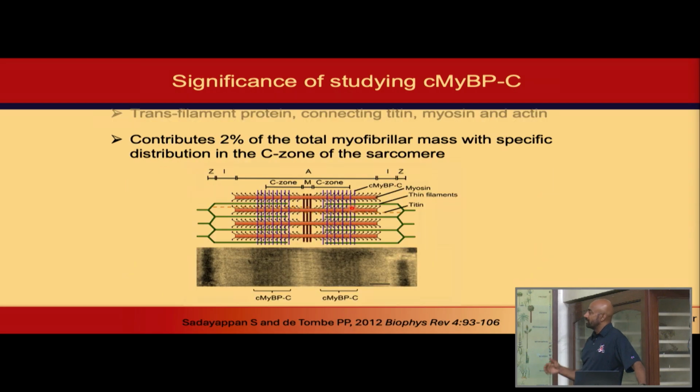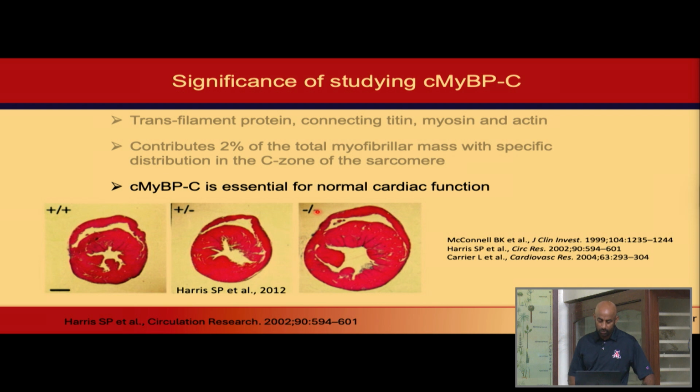Again, if you look at the electron microscopic analysis, myosin binding protein C is very specifically localized within the C zone of the sarcomere. So, again, there are 7 to 11 stripes. Every 11 myosin heavy chains have one myosin binding protein C. As I said, the distance between two myosin binding protein C is 43 nanometers. So, it is a very defined structure in the sarcomere.